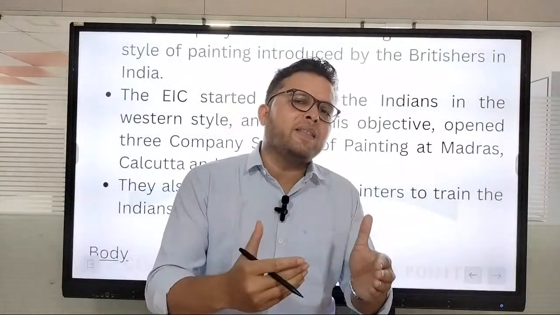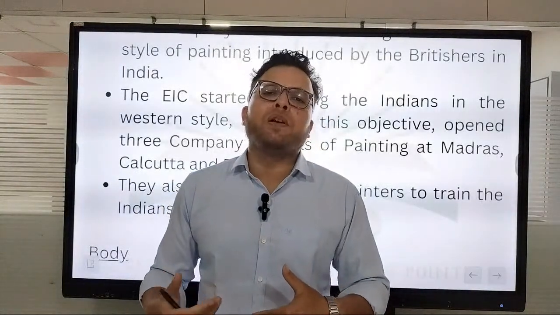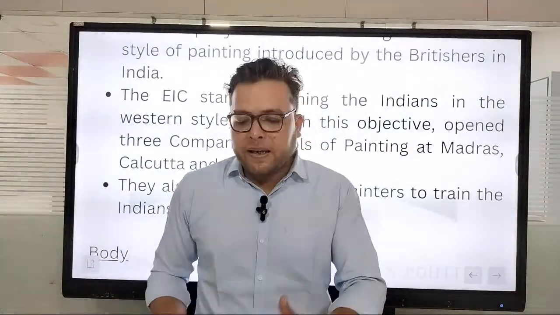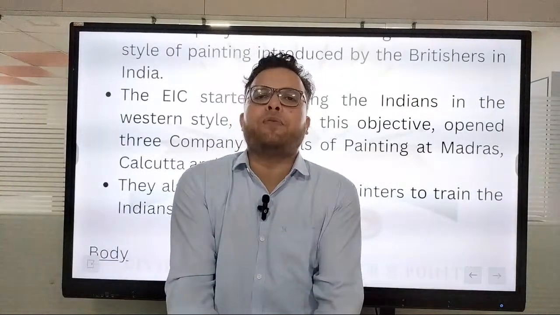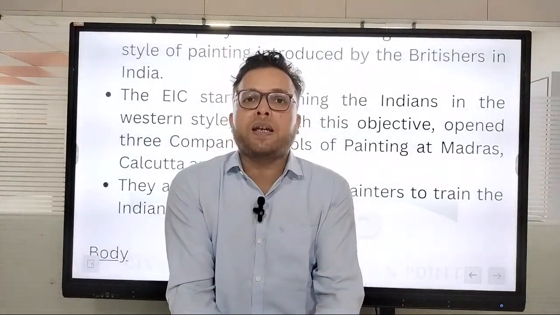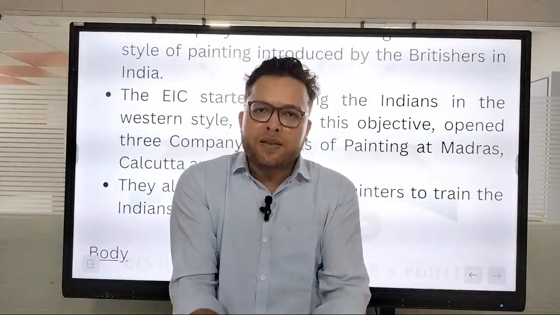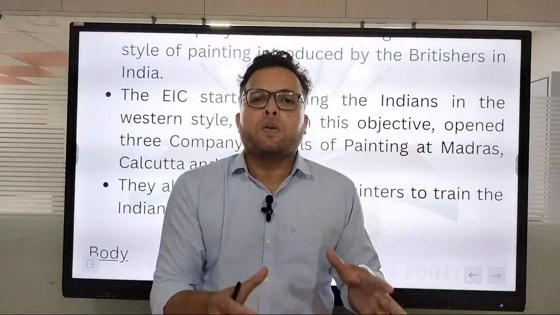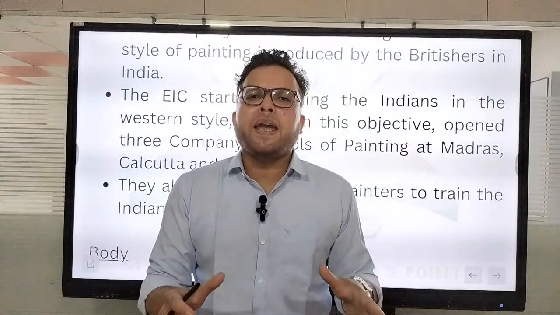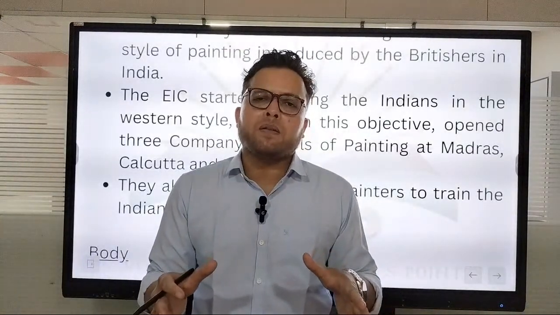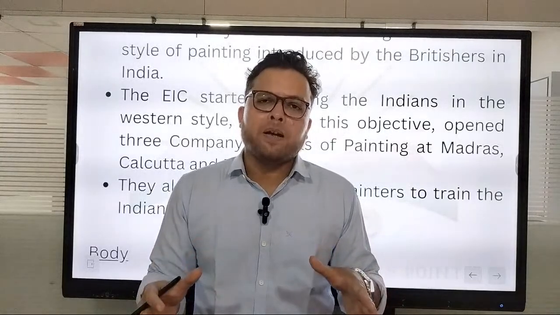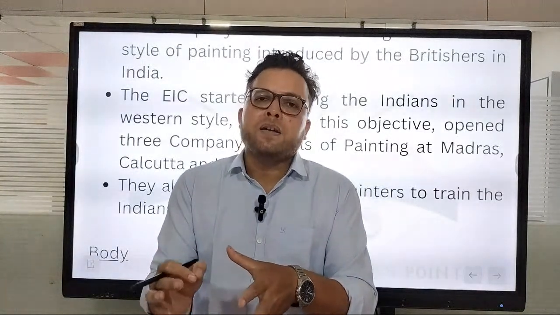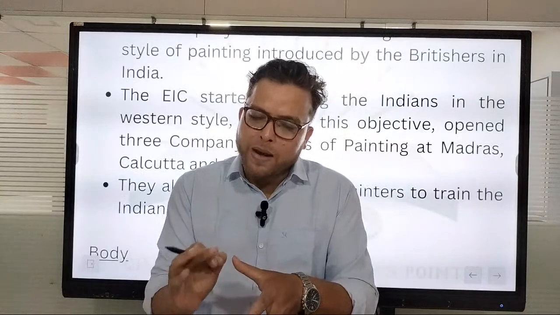And when they traveled the length and breadth of India, they came across all the beautiful things of India. They came across the Indian temples. They came across the Indian festivals. They came across the flora and fauna of India and the landscape of India. And they were mesmerized upon seeing all these things. They were so mesmerized that they wanted to paint all these things. With this intention, they established three schools of painting. One in Madras, one in Calcutta, one in Bombay. These three schools of painting were known as company schools of paintings. And they started training the Indians in this particular Western style of painting.